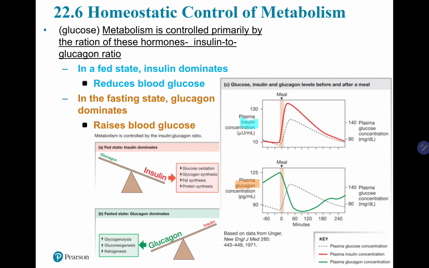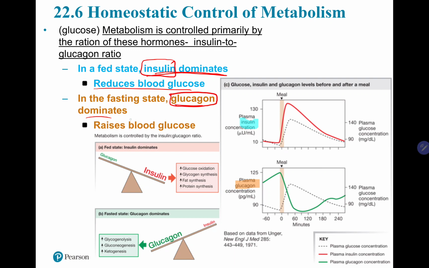Metabolism is going to be controlled primarily by the ratio of insulin to glucagon. In a fed state, you just ate, insulin will dominate, because you most likely took in sugar. Remember, insulin's job is to reduce blood glucose. In a fasted state, glucagon dominates. You haven't eaten for a while, so you most likely have low blood glucose levels.